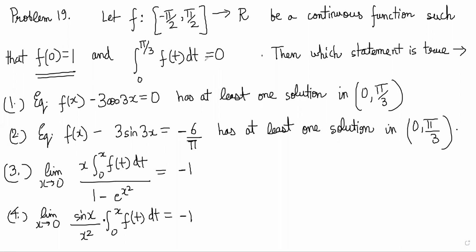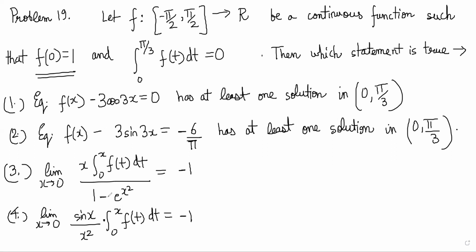This can be a multiple correct question where more than one option could be correct. The first option says to decide whether the equation f of x minus 3 cos 3x equal to 0 has at least one solution in 0 to pi by 3. And the second option is a similar option. It says to find out whether the equation f of x minus 3 sine 3x is equal to minus 6 by pi has at least one solution in 0 to pi by 3. And the last two options are two limit calculations which involve the integral, right? So let's look at this problem and try to understand how we are going to solve this.